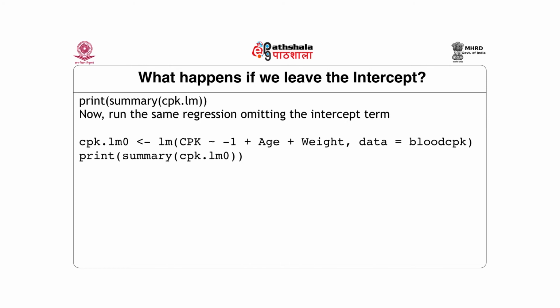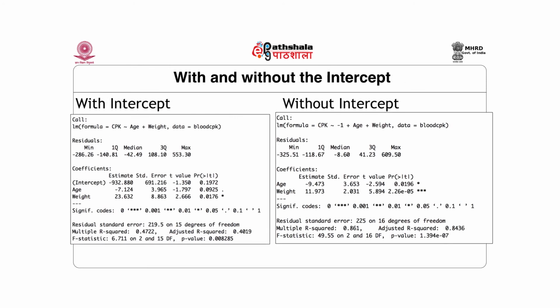So let's take a look at the regression equations that come out with and without the intercept. With the intercept, as before, age has -7.12, the weight is 23.63, and you can see that the age is not statistically significant, but the weight is, and the adjusted R-square gives you around 40%.